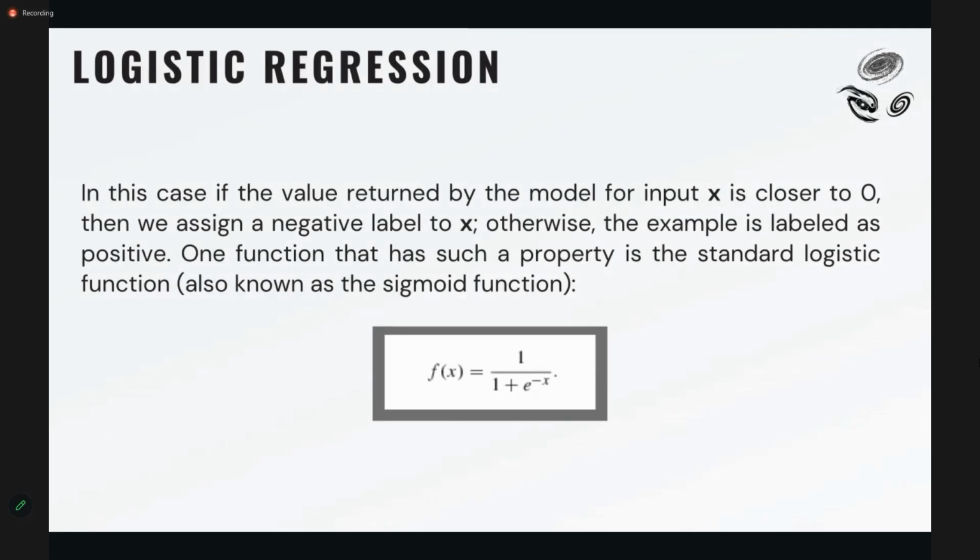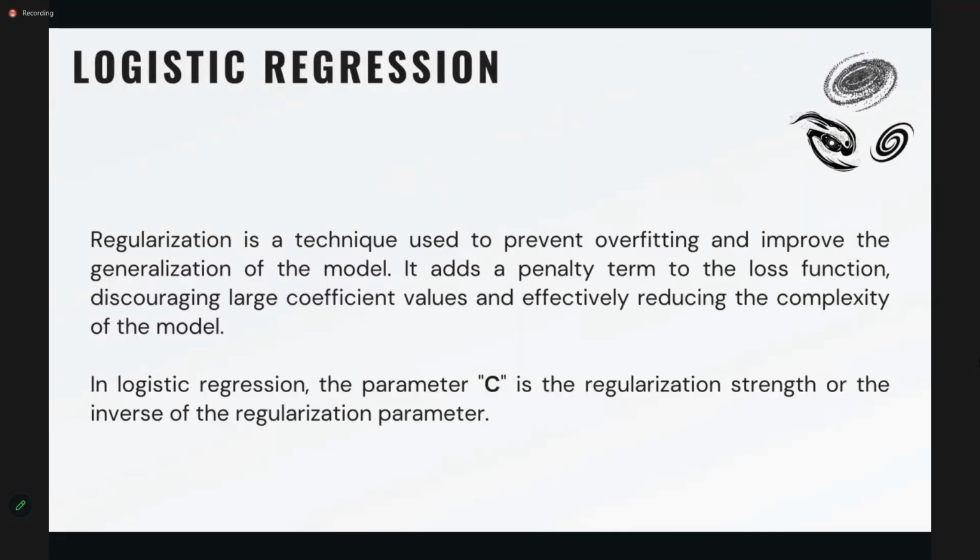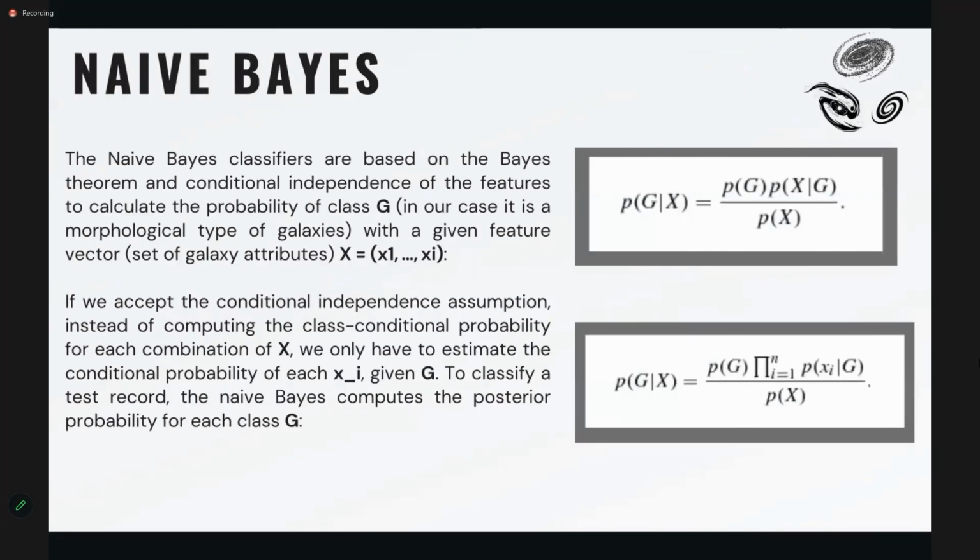In this case, if the value returned by the model for input x is closer to 0, then we assign a negative label to x. Otherwise, the example is labeled as positive. One function that has such a property is the standard logistic function, also called the sigmoid function. Here you can see it.